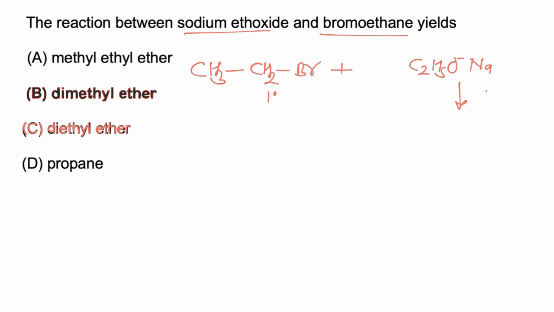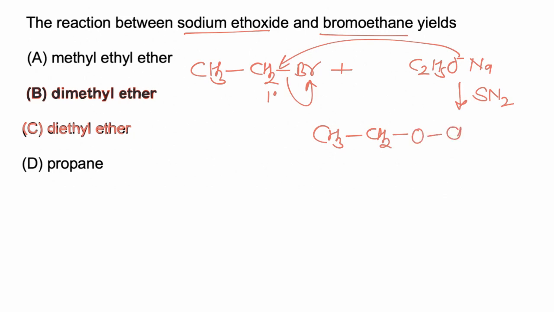In case of a primary alkyl halide, the reaction takes place via SN2 mechanism, and this reaction is called Williamson synthesis. Due to Williamson synthesis, diethyl ether is formed as a product, and hence the correct answer is C. The product formed is diethyl ether.